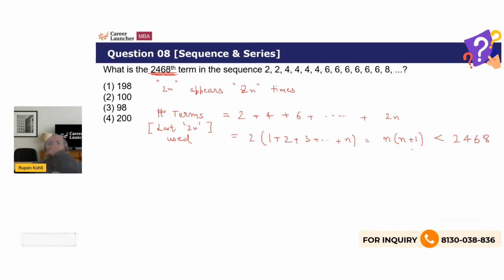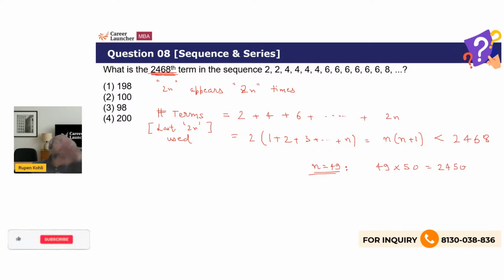So think about this. This is very close to a perfect square. This is like n square plus n, so this is very close to n square. Which perfect square is very close to 2468? Obviously, what comes to my mind is 50. 50 square is 2500, so 50 into 51 would be more than 2500. So I think n equal to 49 works. For n equal to 49, 49 into 50 is how much? 2450.